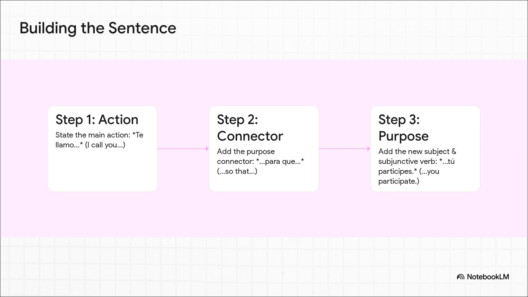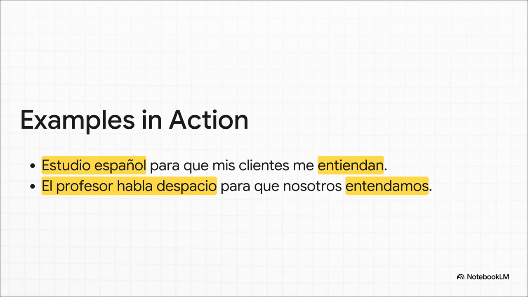Step 1, state the main action. Te llamo. Step 2, add your purpose connector, our phrase of the day, para qué. And for the final step, you just bring in the new person and their action. And, this is the key, you make sure that verb is in the subjunctive, para que tú participes. It's just a clean 1-2-3 structure. Let's see this pattern out in the open.